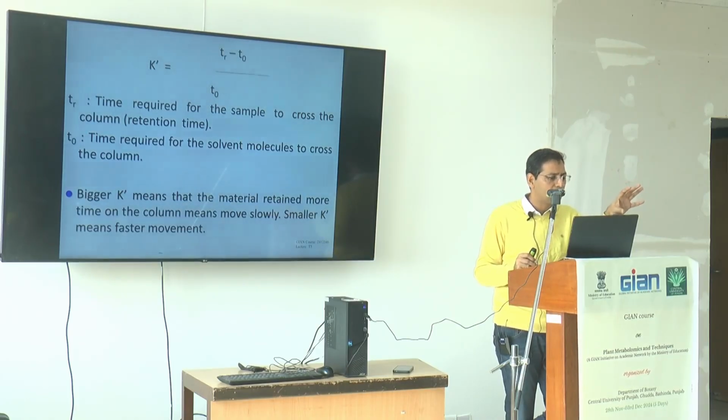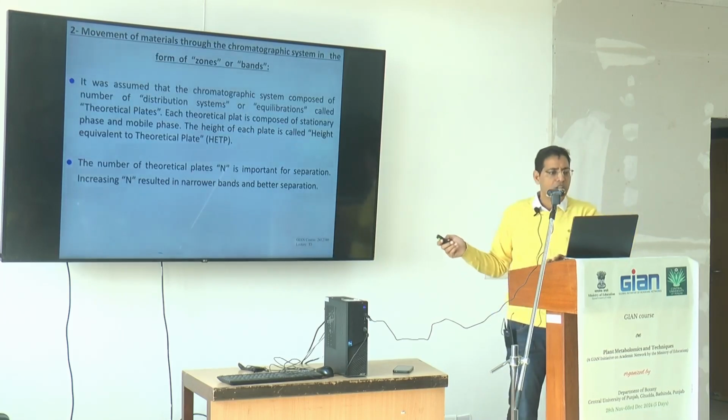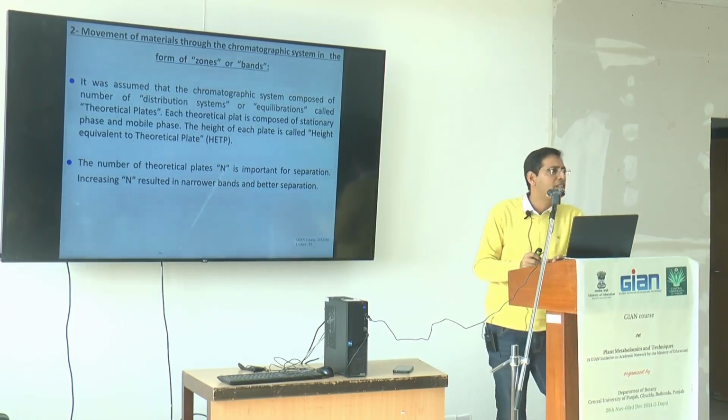So this is the total number of moles of the compound in the stationary phase, and this is the total number of moles of the compound present in the mobile phase. Now K dash is equal to (TR minus T naught) divided by T naught. So this is the time actually.